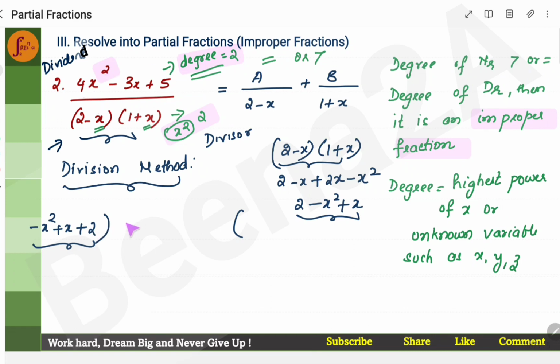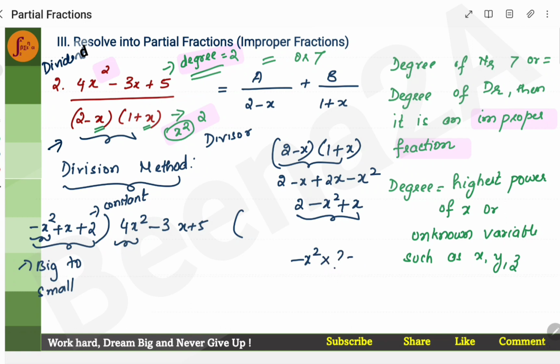Now we'll put this dividend. So remember, it should start from big to small. When I say big, the biggest power should come in the first place, then the second biggest, then just the number or constant. Now, how will I do the division? I'll have to take the first term here and multiply with some number so that I get this first term. So I have to multiply minus x square with some number so that I get 4x square.